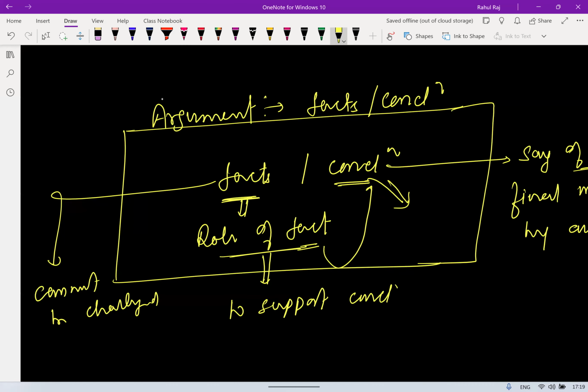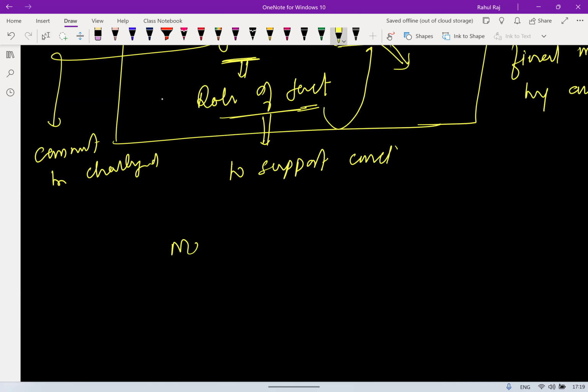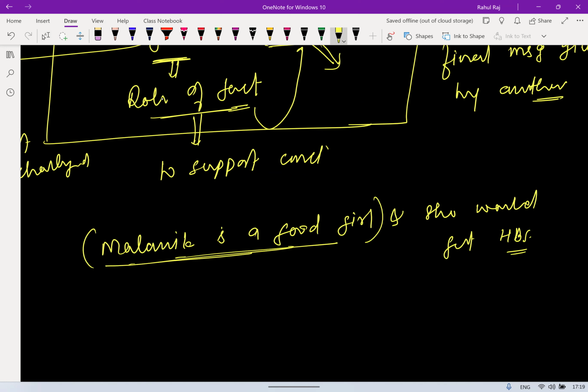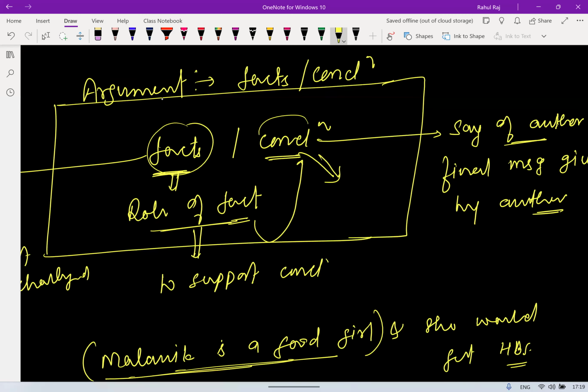Imagine I say, let's say, Malvika is a good girl and she would get into Harvard. Imagine I'm writing a simple example over here. Malvika is a good girl, and she would get into Harvard Business School. Now, when I say Malvika is a good girl, this is not an argument at all, because a CR argument consists of facts and conclusion both. An argument cannot be an argument if only a fact is given or only a conclusion is given.